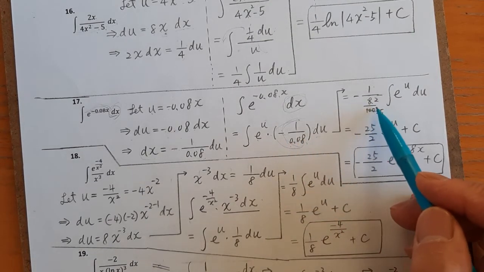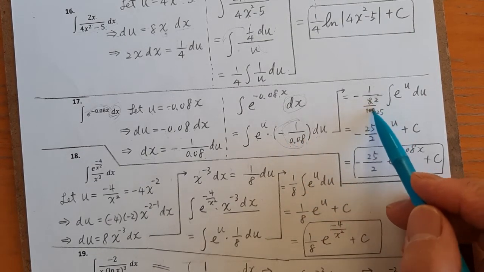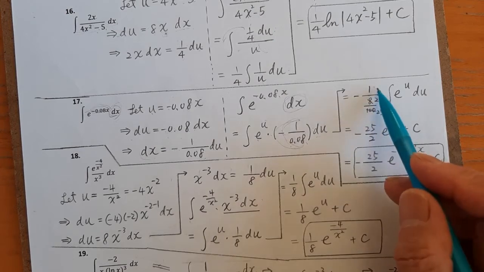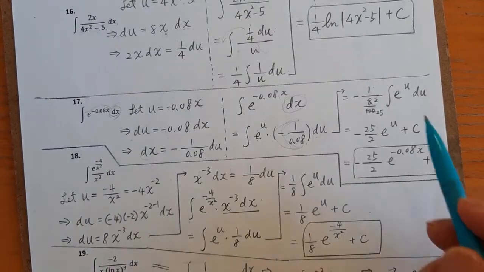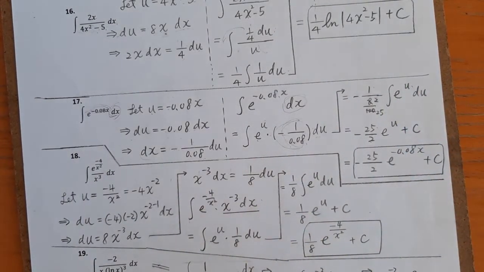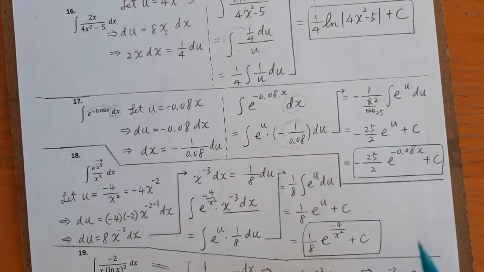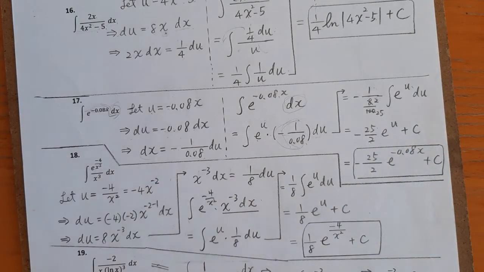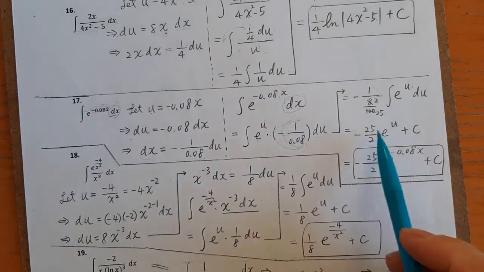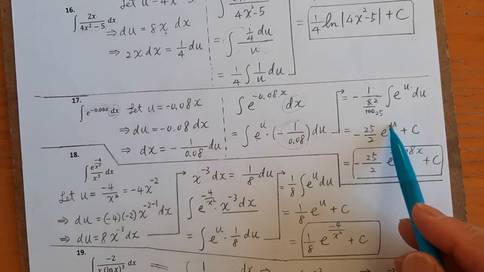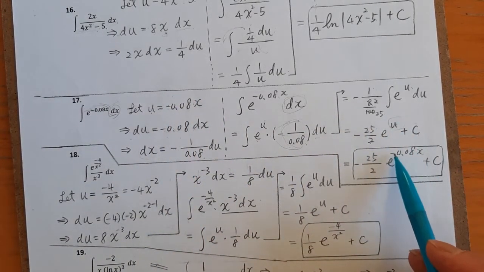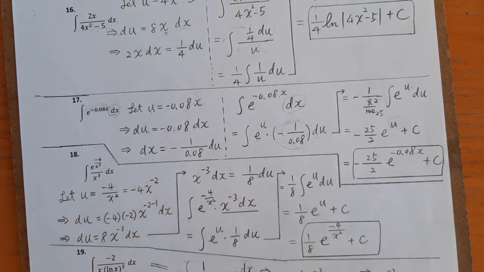0.08 is 8 over 100. Cancel 4, get 2 over 25. 1 over 2 over 25, the reciprocal becomes 25 over 2. E to the power u, take integral, is still e to the power u. And then press C, and substitute back. U is negative 0.08x. Substitute back into u, get e to the power negative 0.08x.